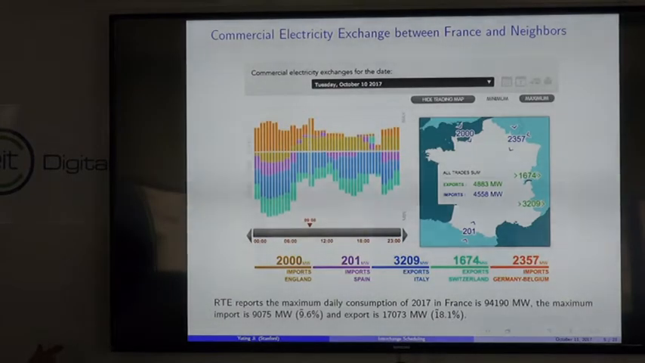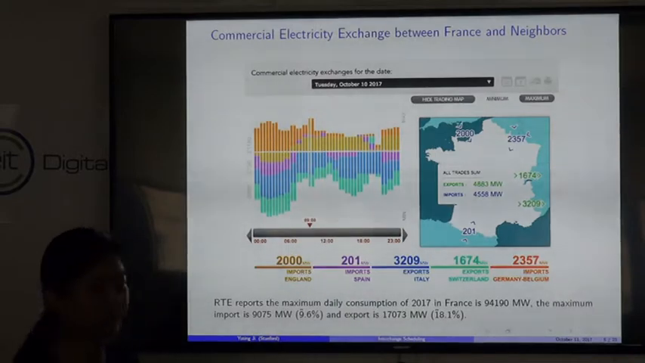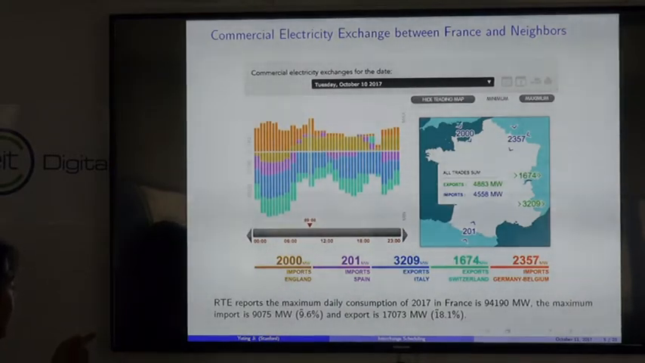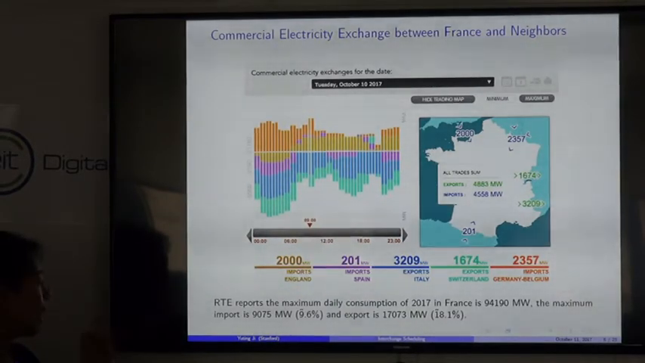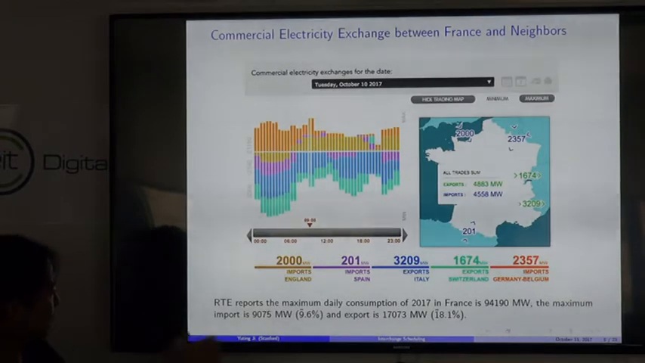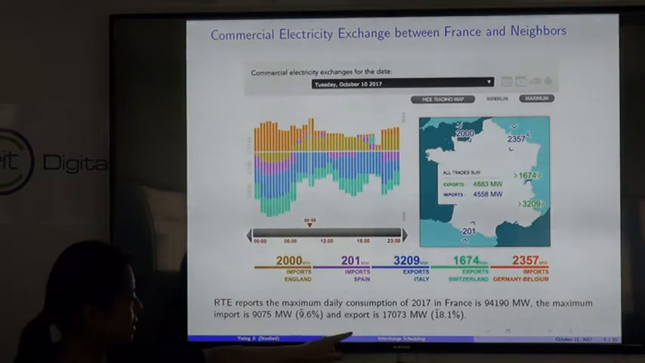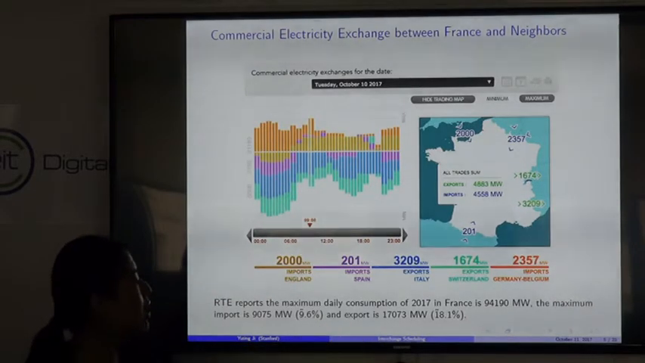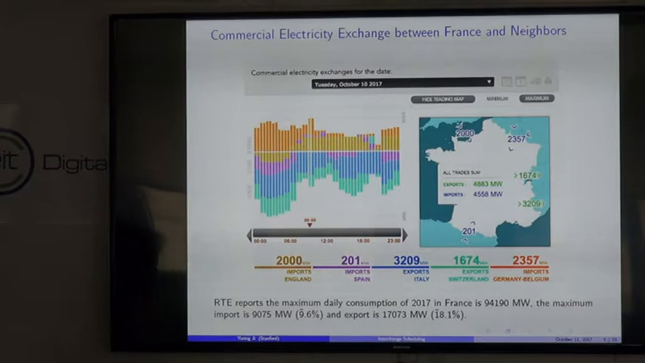It reports the maximum daily consumption of 2017 until today is over 94 gigawatts. And the maximum import is around 9 gigawatts. That is around 10%. And the export is more than 17 gigawatts. That's like 18% of the maximum daily load.